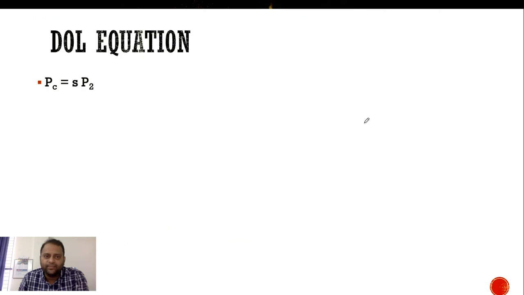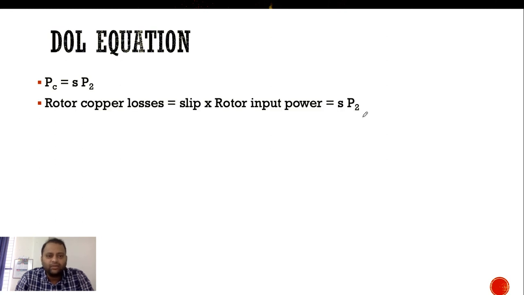Now let us come to the direct online equation, where we already discussed PC, which is the copper losses equal to S into P2. Okay, P2 is nothing but the mechanical power output. Now what are copper losses? Rotor copper losses is equal to slip, S is slip, into rotor input power. So P2 is the input power to the rotor. Now if you write it in equation form, this is 3 into I2 square R2, because copper losses equal S into T omega. Okay, S is the slip over here, and T omega, torque into angular rotation, is the rotor input power.